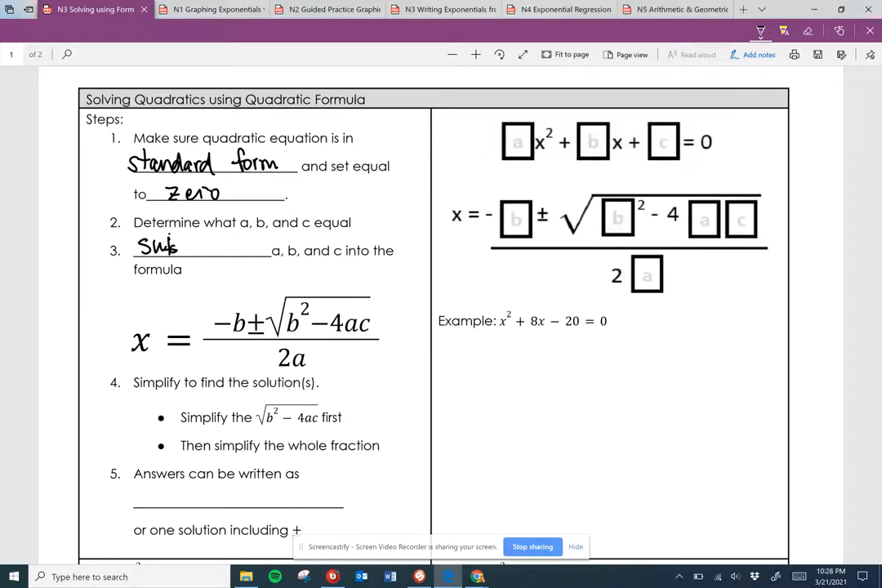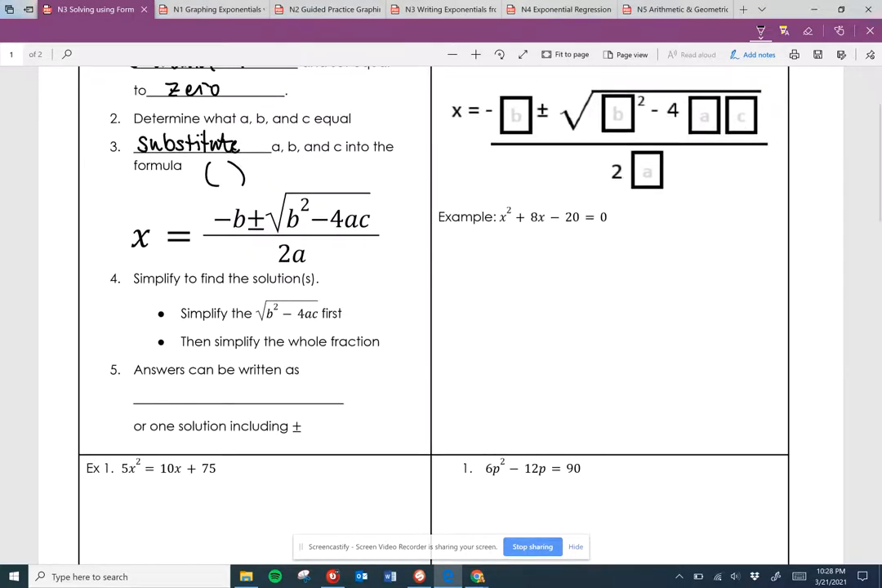into the formula. Okay, so remember, when we are substituting, we are always going to substitute things in inside parentheses. So remember, when you are substituting, you are going to put those inside parentheses. So this is the equation that we're going to use.